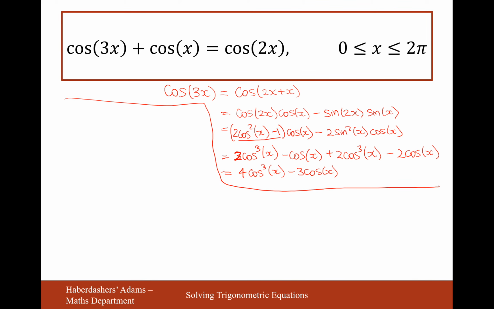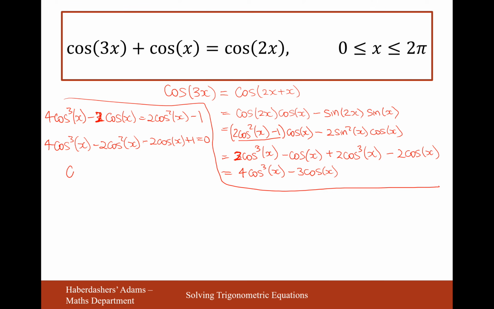Alright, so now that we've got that, we can now write out our equation. It's going to be 4 cos cubed x minus 3 cos x, and if I've got a plus here, I could just simplify that straight away into minus 2 cos x, equals 2 cos squared x minus 1. Okay, the next thing will be to move everything onto the same side. So it's going to be 4 cos cubed x minus 2 cos squared x minus 2 cos x plus 1 equals 0.